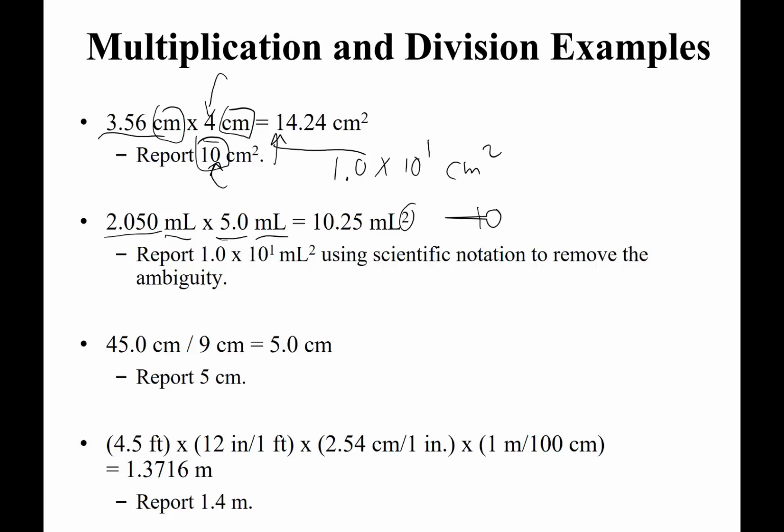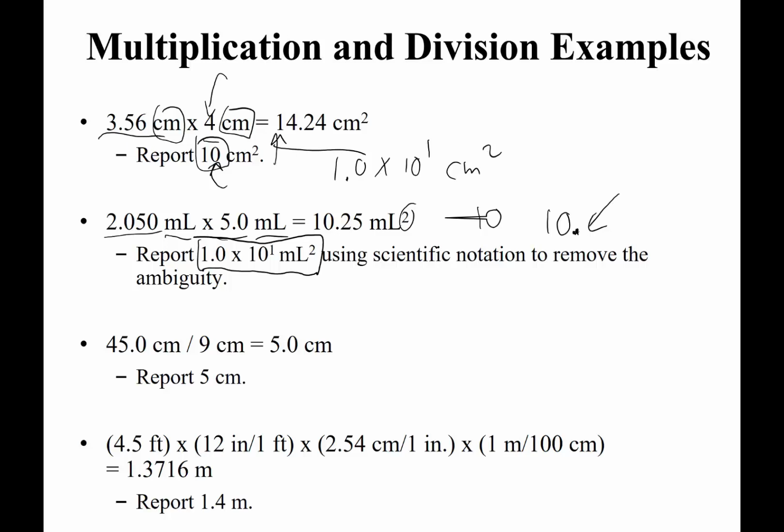All right, you want to write 10, but that 0 is significant, so you can put a decimal here. Or to make it even more clear, you just put 1.0 times 10 to the 1 milliliters squared. Now there's no ambiguity here. This may be a little weird to have 10 with a decimal there, right? Okay, so this is all multiplication and division.